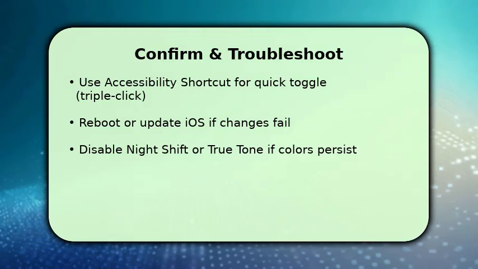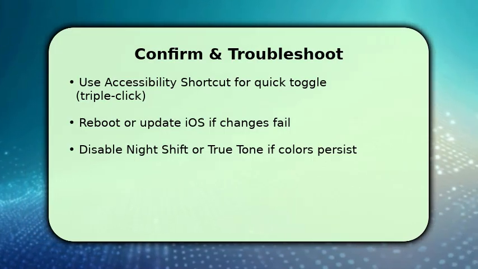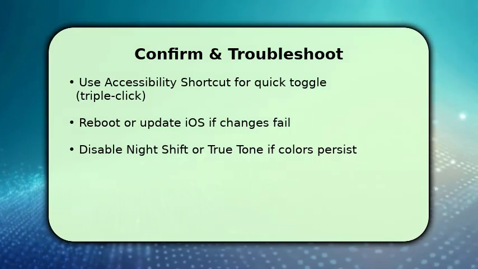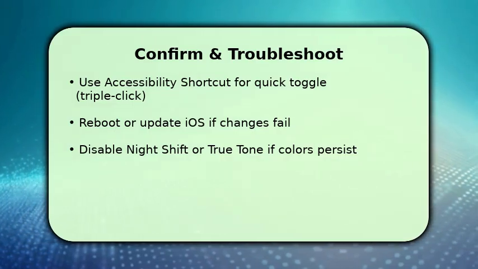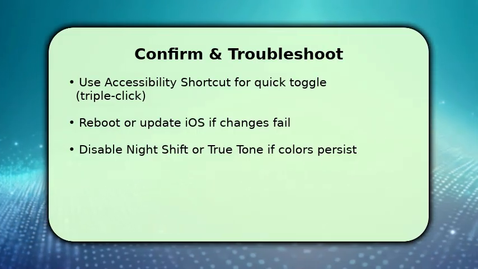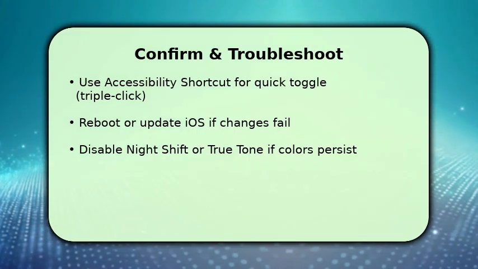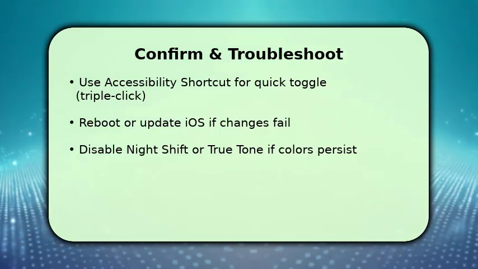Once done, exit settings and navigate your apps to ensure color is removed everywhere. If color persists, restart the iPhone and check for an iOS update, because system bugs or Night Shift and True Tone can interfere. As a troubleshooting tip, disable Night Shift and True Tone, then reboot. That resolves most conflicts and restores an accurate grayscale display.